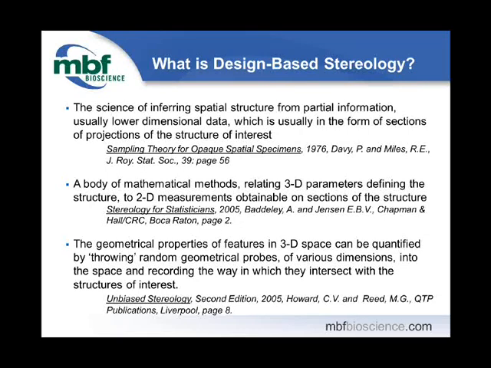Okay, so first of all, what is design-based stereology? I've put three definitions that I found from the literature. Definition 2 is taken from a book called Stereology for Statisticians, and definition 3 is taken from a book called Unbiased Stereology. These are great references for working with stereology in biological systems.